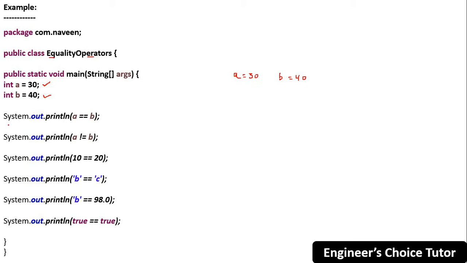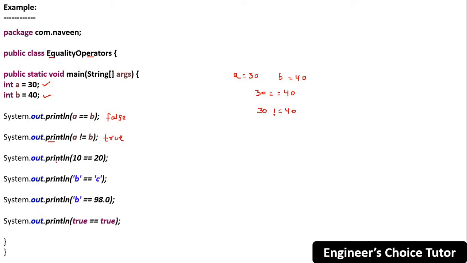Now see the first case, System.out.println a double equal to b. Is 30 equal to 40? No, it is not equal, right? So you will get false in this case. Next case, System.out.println a not equal to b. So 30 is not equal to 40, correct? So yes, this is true, and you will get true in the output.